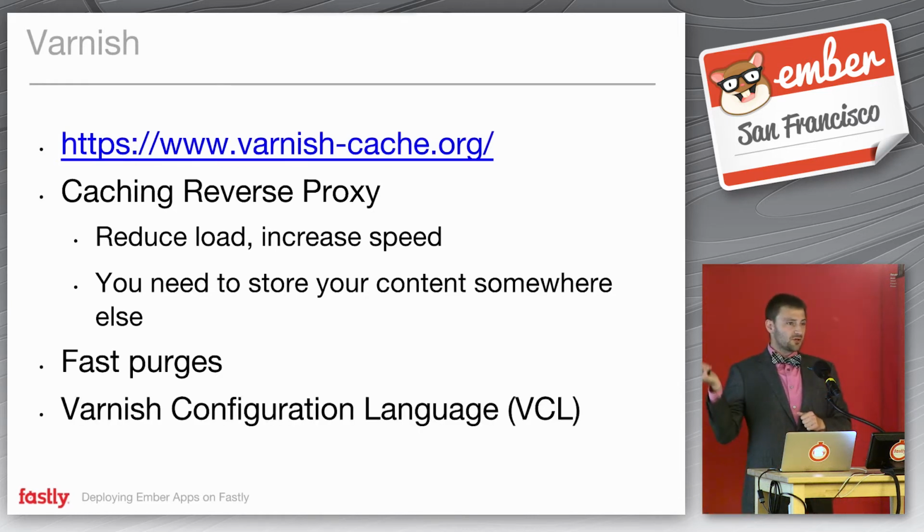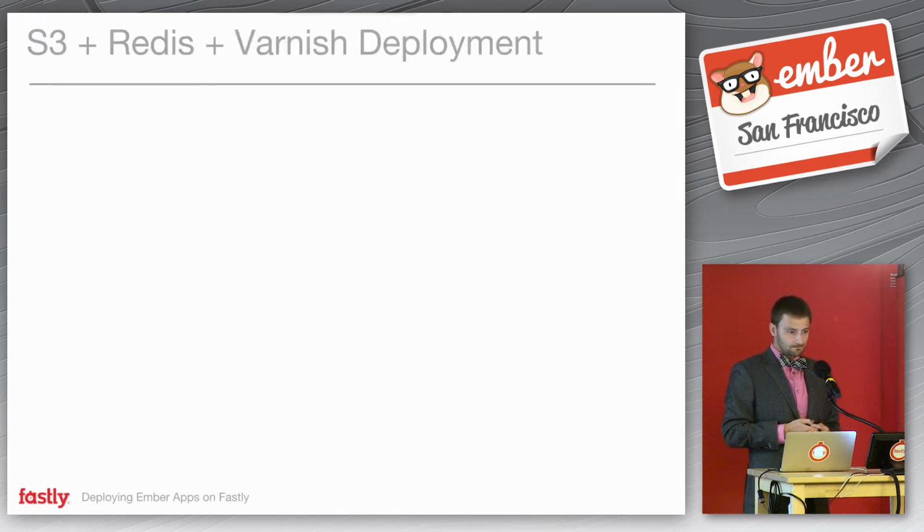The way you configure Varnish is called the Varnish configuration language. It looks a little bit like Perl. It's pretty readable to a JavaScript engineer. It's just, you have to kind of know a lot about the API. That's the thing to learn if you're going to be delving into Varnish.